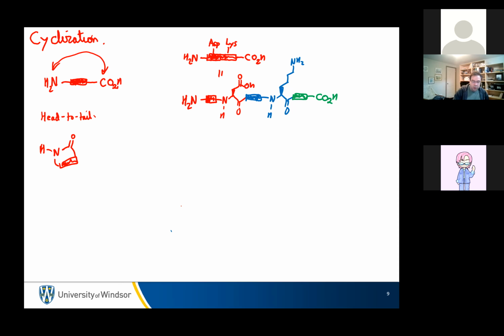So we could do, what have I called this previously? I'll use the terminology I've used in my notes. Side, okay. So we can do a head to side. The head, of course, is the nitrogen because we read from nitrogen to carbon, that's the head. Side cyclization. We do that.